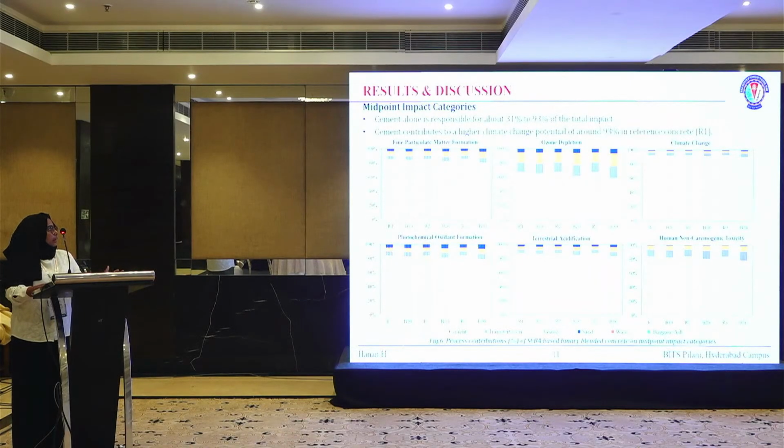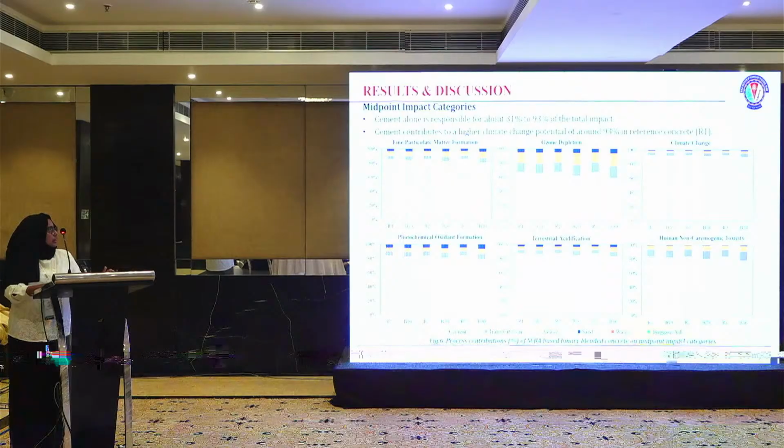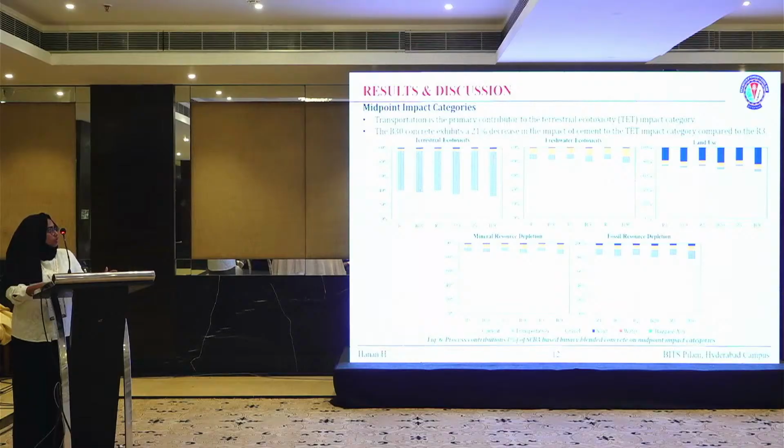And among the different impact categories, the climate change impact category that leads to global warming, which is driven from the carbon dioxide emission, is shown as the most detrimental one in the construction industry, and cement is responsible for 31 to 93% of the total impact. So the graphs clearly show that environmental impact is very high for cement in all the impact categories, except for the terrestrial ecotoxicity impact category, that is TET impact.